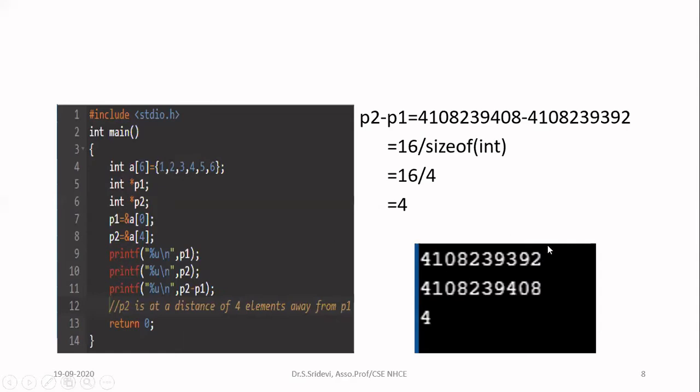So how to interpret this result then? You subtract these 2 numbers directly, then divide by the size of the data type they are pointing to. Here, when I subtract, I get 16. And these 2 pointers are pointing to integers, so I have to divide by the size of an integer, which is 4 on my computer. So 16 divided by 4 is 4. So remember, when you subtract 2 pointers, you get a number that tells you how many elements are between both pointers in the array.